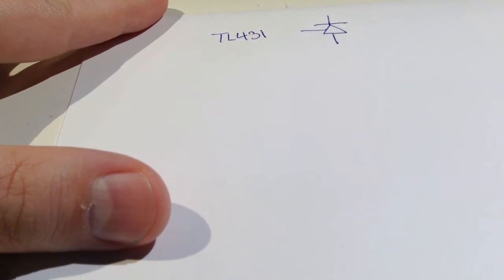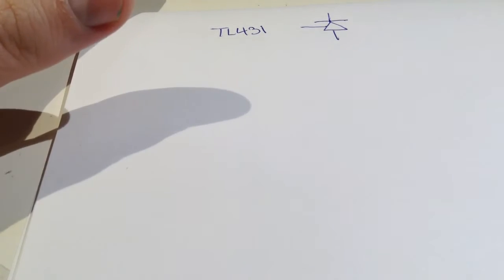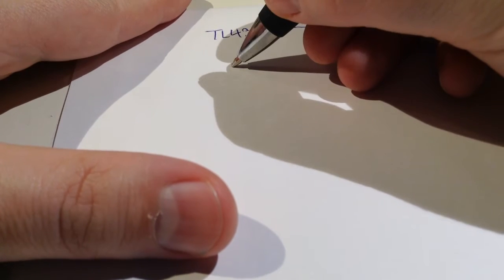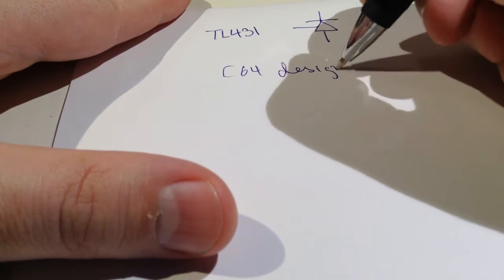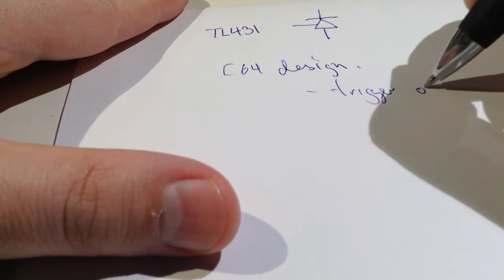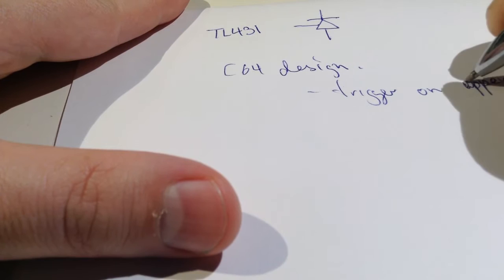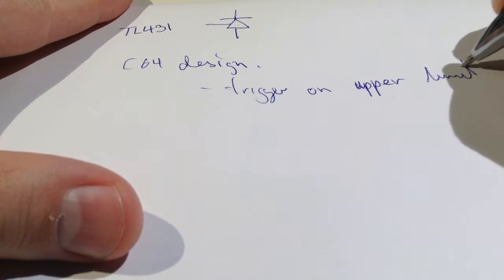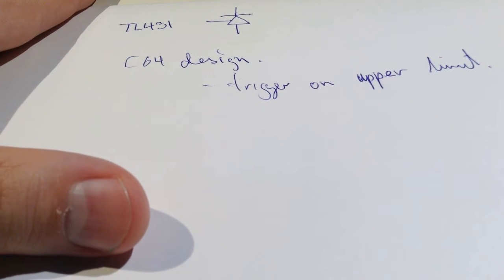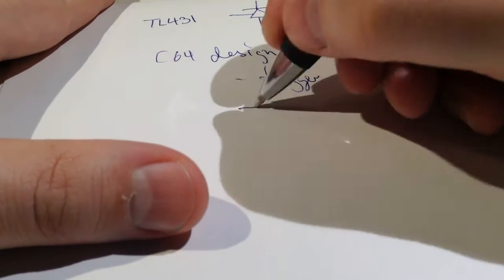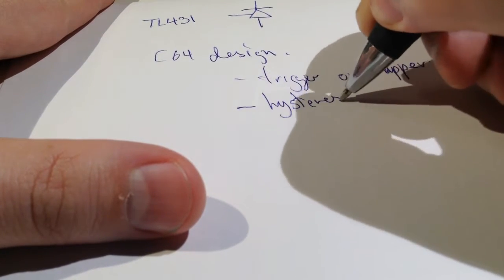So for this design we have the TL431. This one takes a reference input, and then we set the trip point on that one. It has an internal reference though, so whenever the input there is over 2.5 volt, then it will trigger.